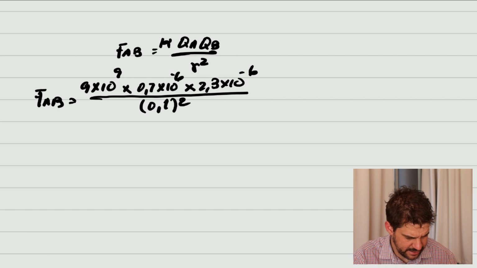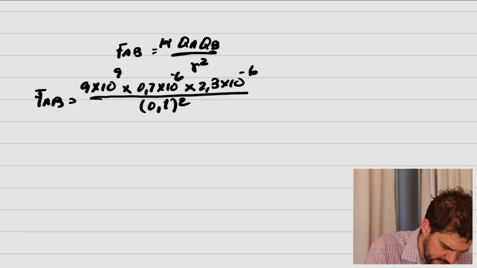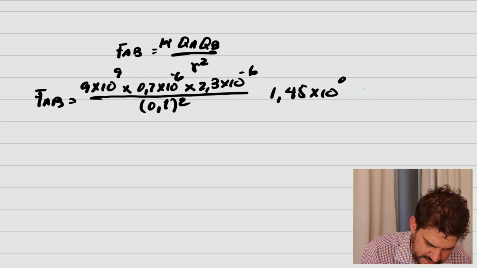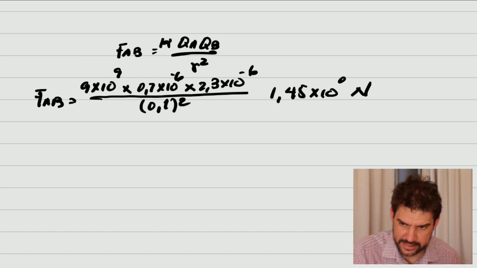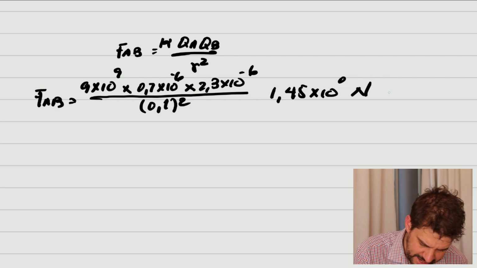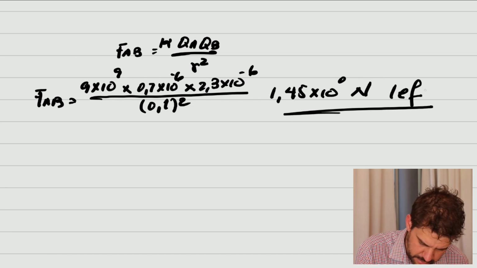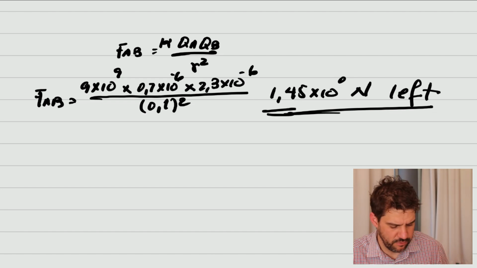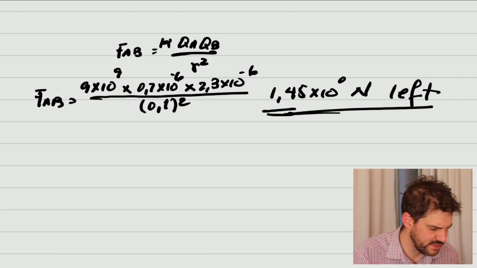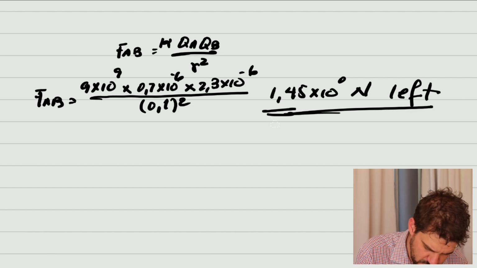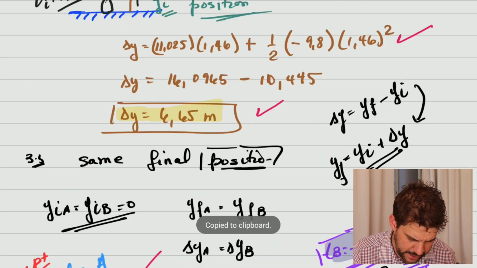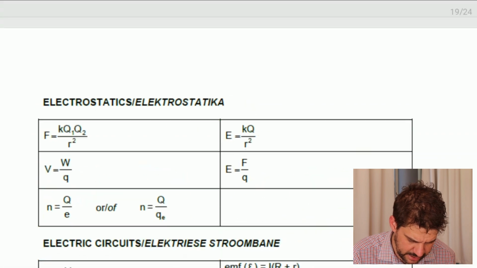Guys, I get the answer here is 1.45 times 10 to the 0 Newton. Okay, and this one is going to be to the left. So we have already the force A on B, which is 1.45 times 10 to the 0. You can write it like this. You don't have to write it in scientific notation if you don't want. Let's go to the question and place it right there to keep the data together.